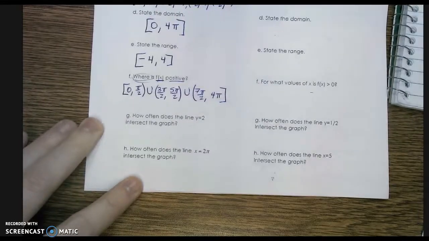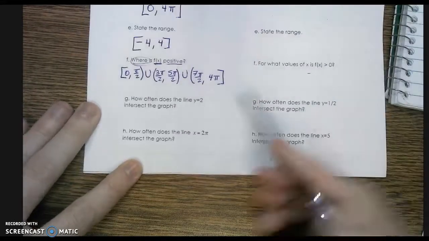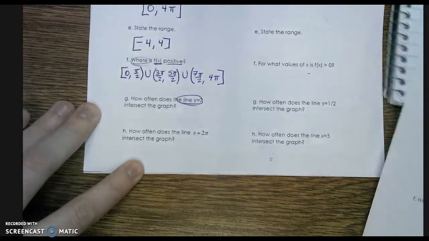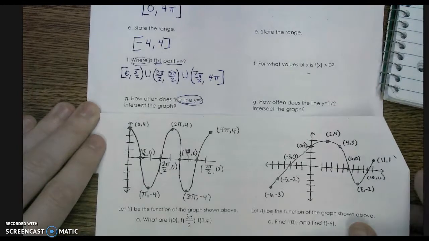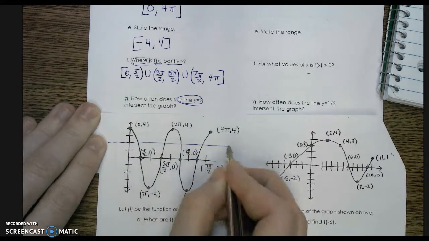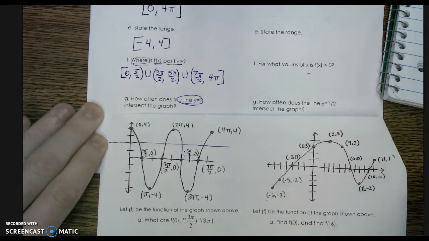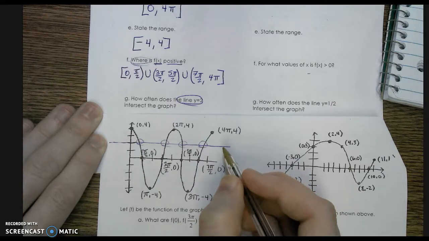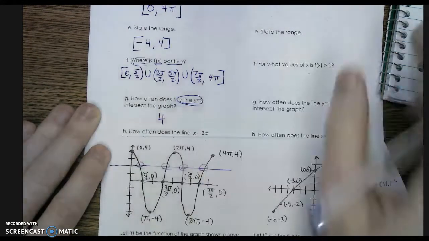How often does the line y equals 2 intersect the graph? So first, draw the line y equals 2 on your graph. So y equals 2 is a horizontal line going through the y value of 2. And it says how often does it cross? And we see it's crossing 1, 2, 3, 4 times. So the answer here is 4 times.